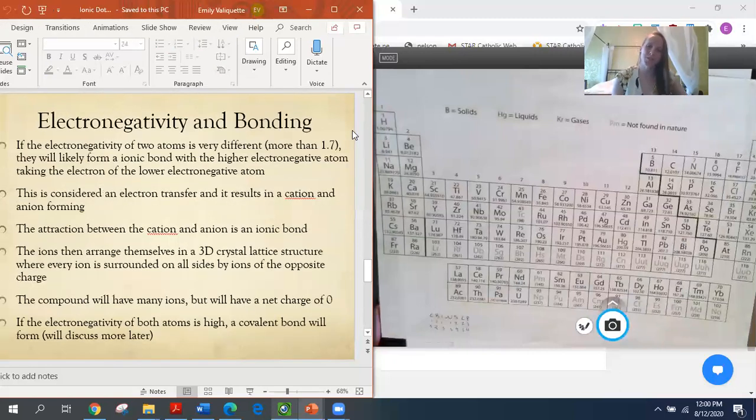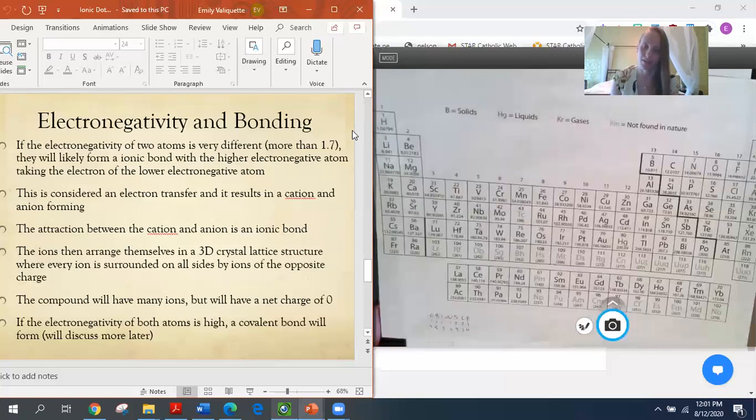Okay, when it comes to bonding, the more different the electronegativity of the atoms are, the more likely it is to form an ionic bond. That's why metals with nonmetals form ionic bonds, because metals have really low electronegativities. That's what allows them to lose electrons and become positive. Non-metals have really high electronegativities. It's why they gain electrons and become negative.